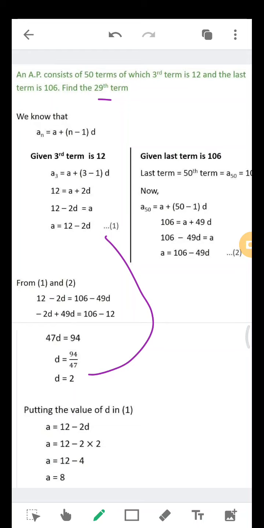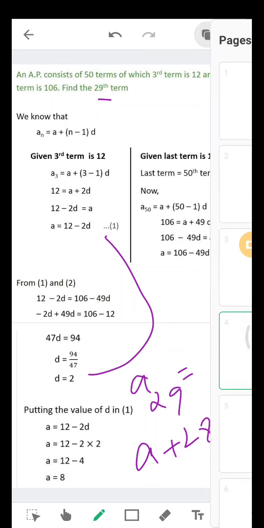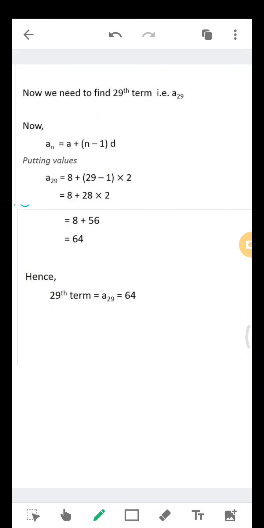So the 29th term I can write as A29, which is A plus 28D directly, or you can go with the formula. So we'll find the 29th term by using the formula. A is 8 and n is 29, so 29 minus 1, and D is 2. Substituting all the values we get the 29th term as 64. So this is the way we can find any term of the series when two terms are given.